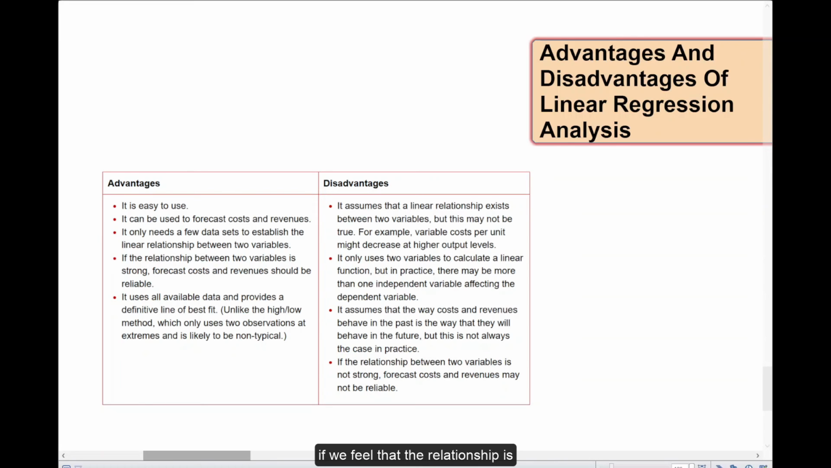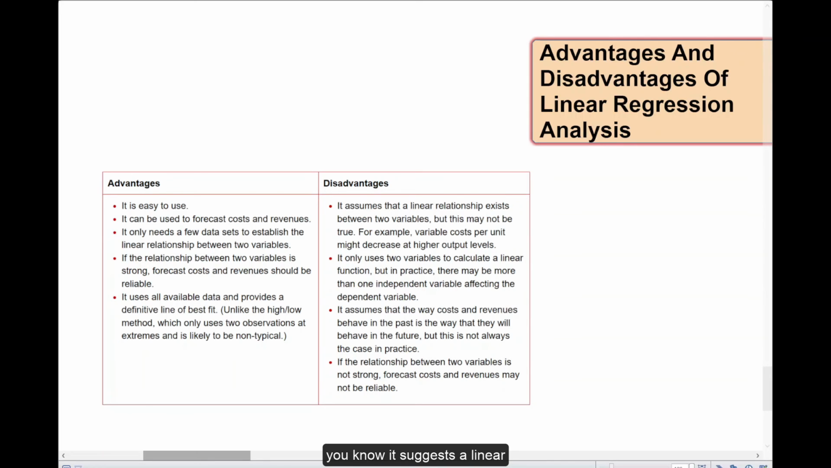If we feel that the relationship is strong, then certainly the information that we get on costs and revenues could well be pretty reliable. Indeed, outside of that, it does use all available data, unlike the high-low method, which just uses observations. Now, in terms of disadvantages, many and varied.